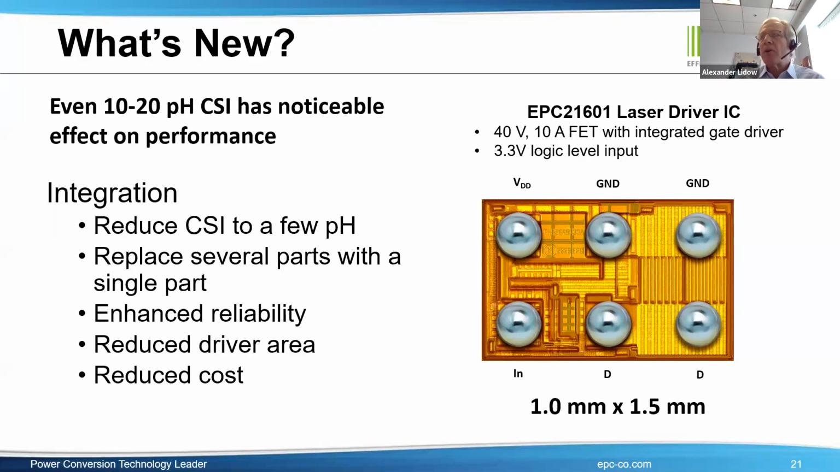You replace several parts with a single part, which is always good. It's good for reliability. It's good for assembly costs, and also reduces your area. This is selling for less than $1 in large quantities, like 500,000 units. So this is a very good way to get into low-cost consumer type applications like tablets and phones, and robots, consumer robots and things like that.